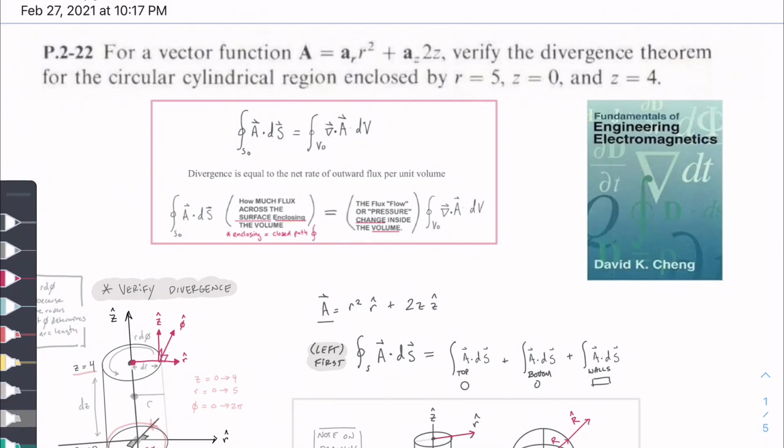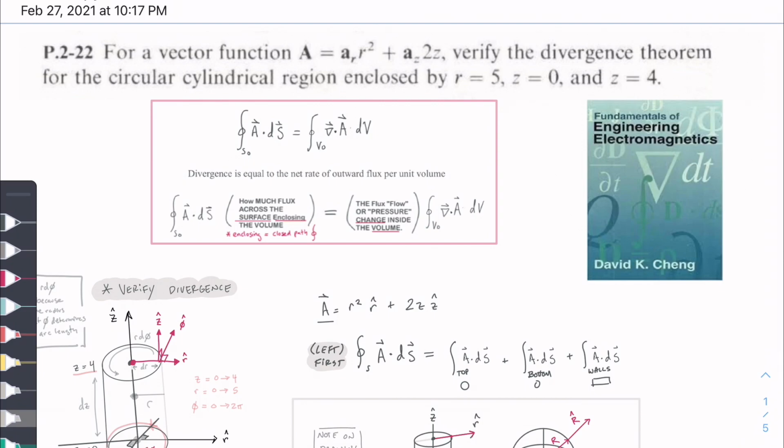Hey guys, so this is a problem from chapter 2, problem number 22 from Electromagnetics with Cheng. You're given a vector function A, and your goal is to verify the divergence theorem for a cylindrical region with r equals 5, and z from 0 to 4. So we have r equals 5, and then we go from z equals 0 to z equals 4.